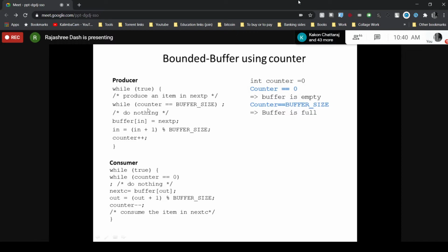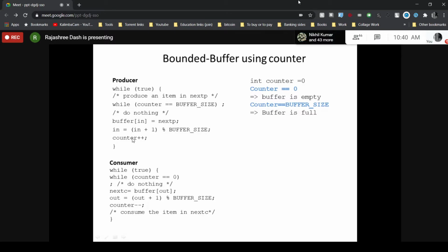While counter equal to buffer size. So it is comparing the counter variable. While the producer is comparing the counter variable, if the consumer will update the counter variable, then there may be inconsistency. So this may be put inside the critical section.